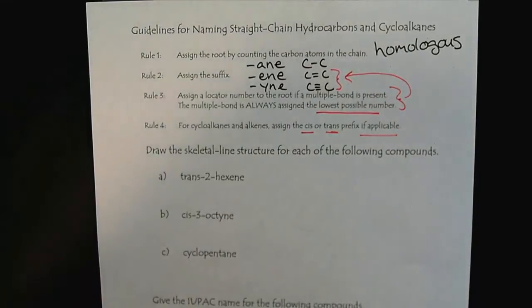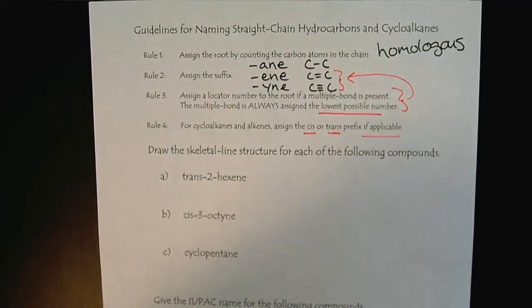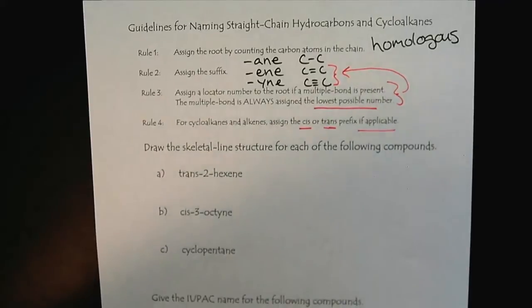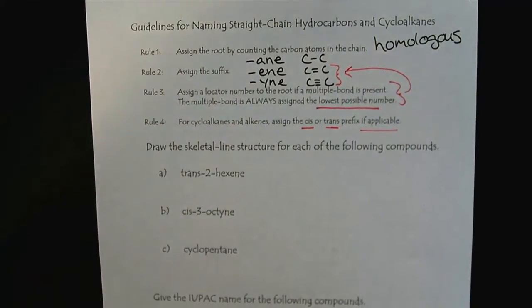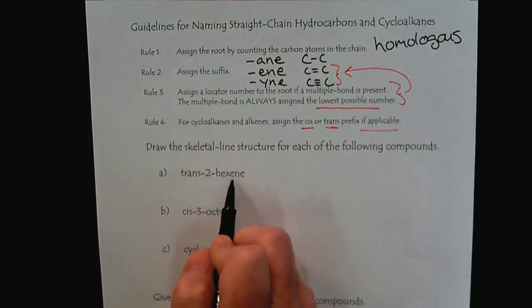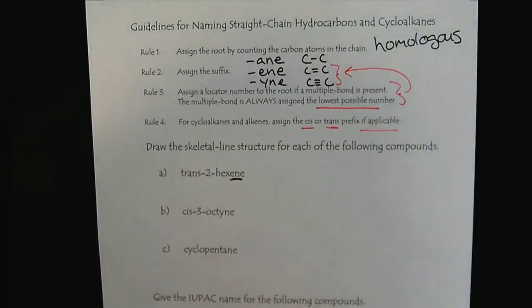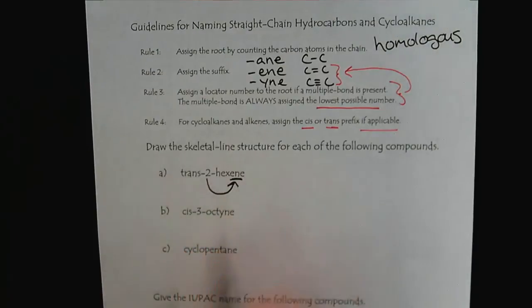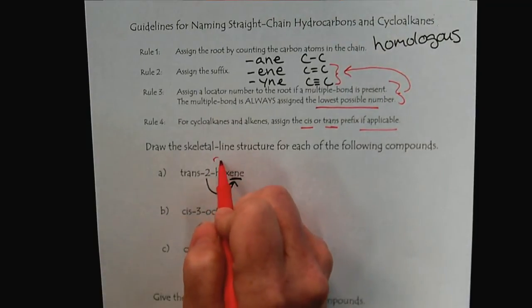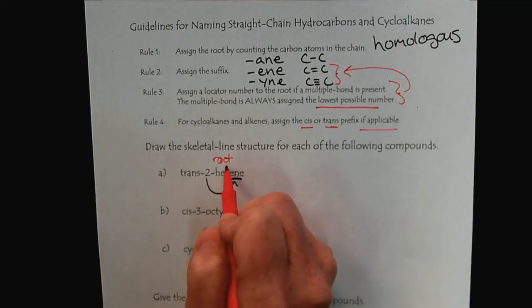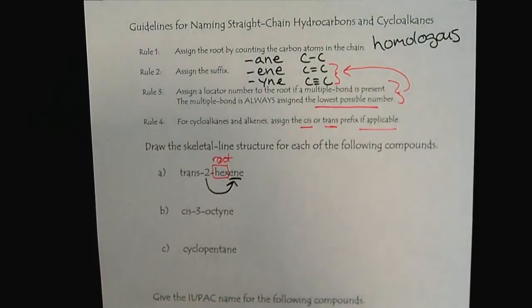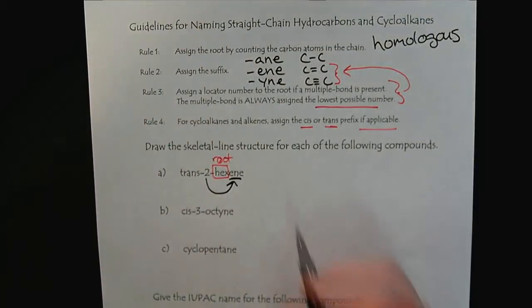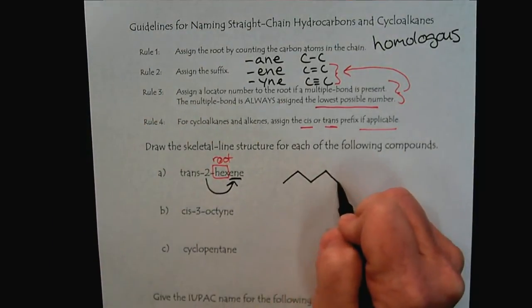Alrighty, so let's start. I think it's easier to start with a name and draw a structure. So let's get warmed up. Notice what we're looking at here, and we see, oh, okay, there's an ene. That tells us there's a double bond, and we know that double bond is going to come off carbon 2. How big is our root? How big is our parent chain? That's right here with the hex. So hex is 6, so we'll draw a 6-carbon chain.